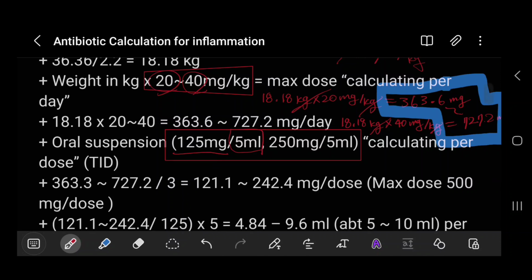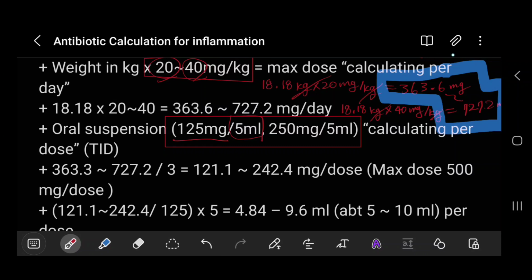Okay, so what we need to do now is calculate how much drug is needed for this patient every time the patient takes the medicine. So 363.6 milligram and also 727.2 milligram is what the patient needs per day.